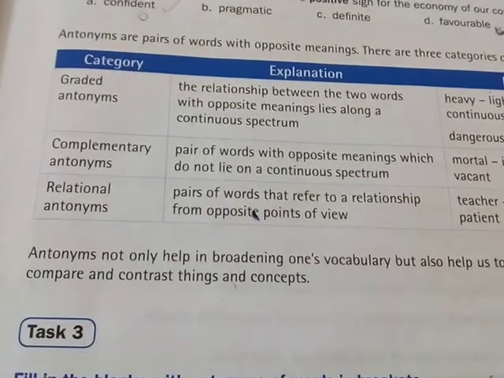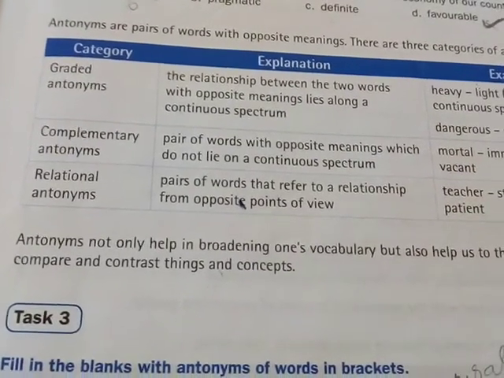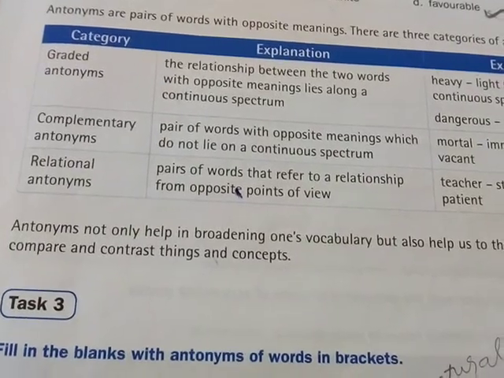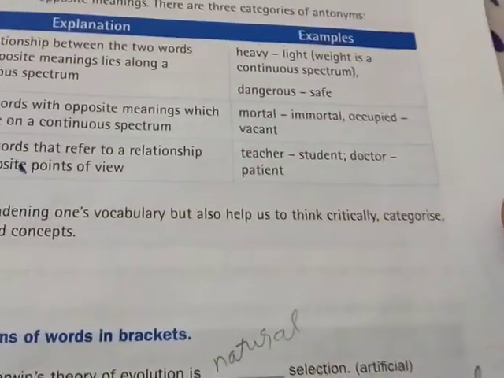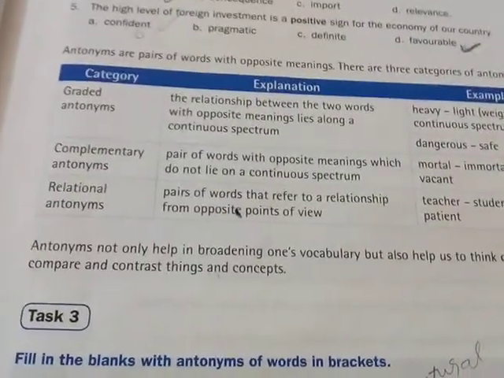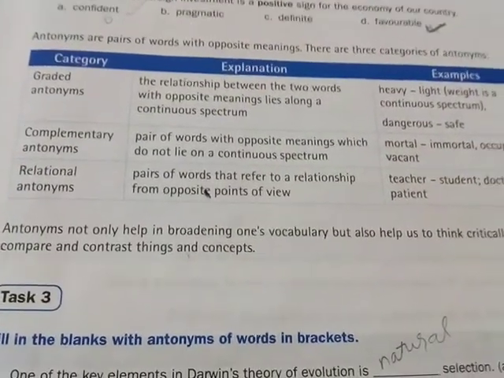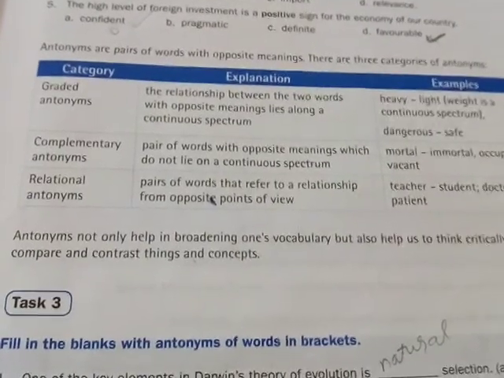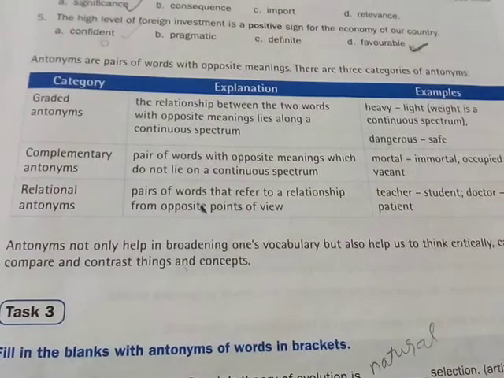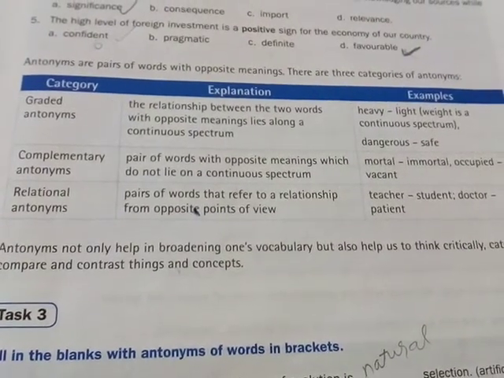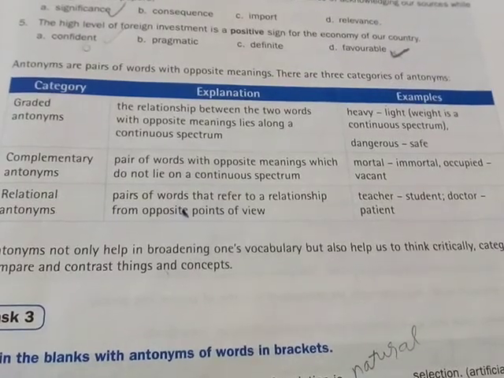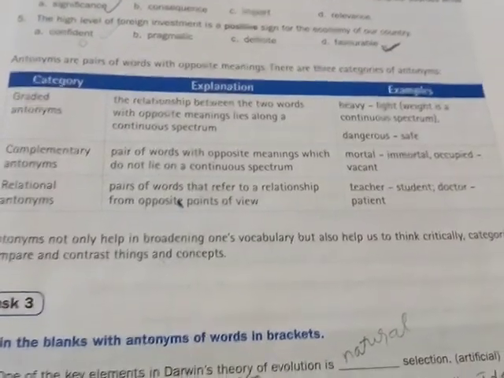We have a third kind, that is relational antonyms. Relational antonyms are pairs of words that refer to a relation from opposite points of view. For example, teacher, student, doctor, patient. So these are called relational antonyms. These three kinds of antonyms are graded, complementary, relational. When it comes to graded, there is a continuous spectrum. In complementary, there is no continuous spectrum. In relational, we have a pair of opposite relations between the words.